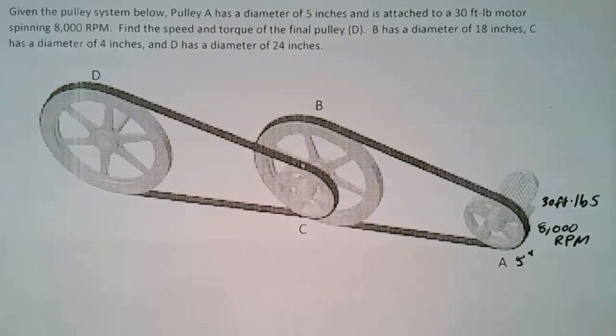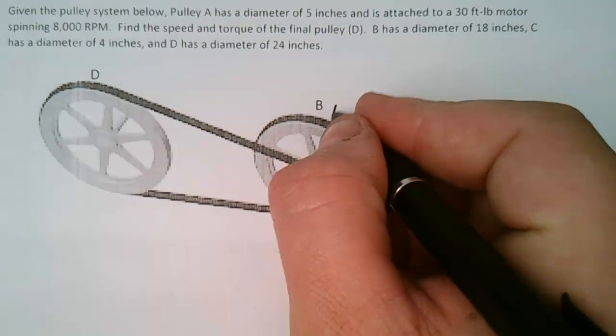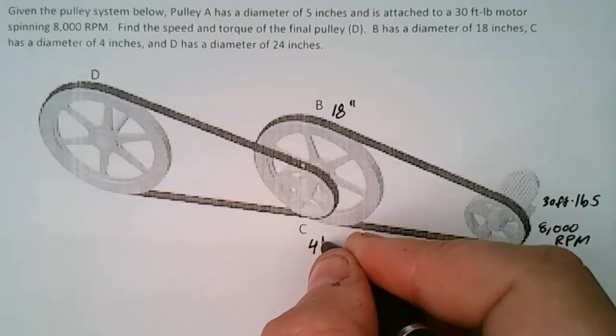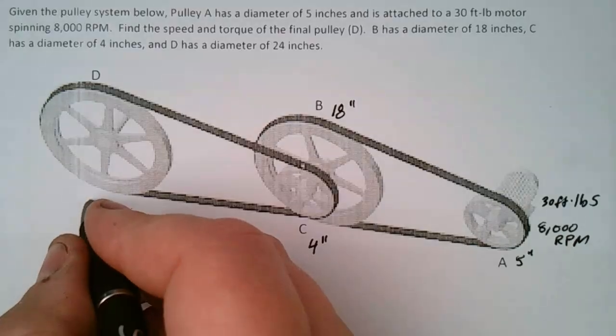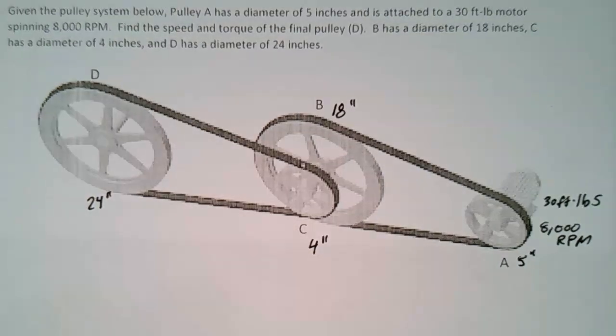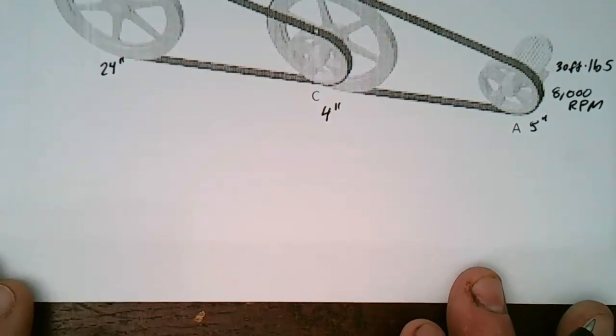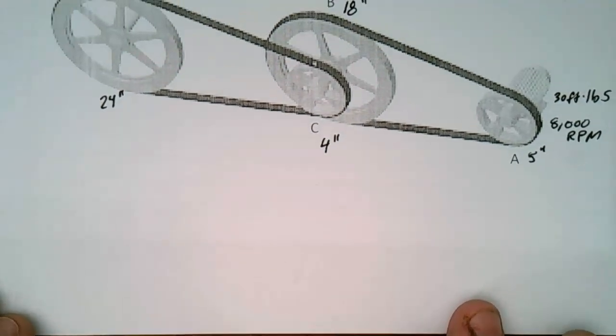And then all we know about pulley B is it has an 18-inch diameter. Pulley C has a 4-inch diameter, and pulley D has a 24-inch diameter. And they want us to find the speed, and they want us to find the torque. So, if I slide my paper up here, I've got all the info I need in my picture.